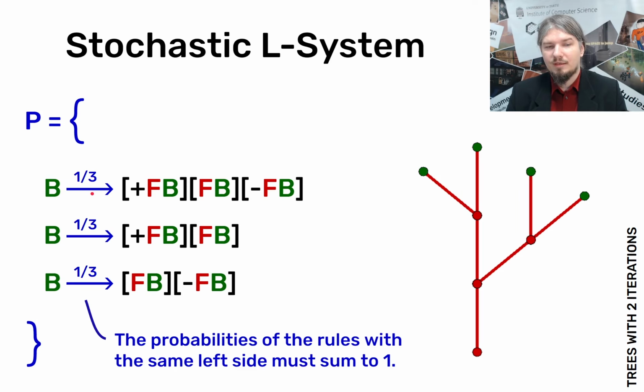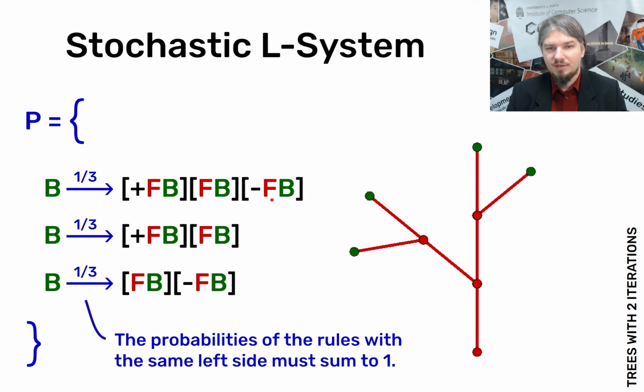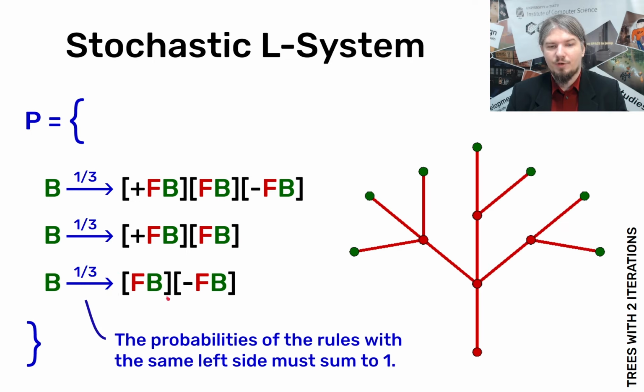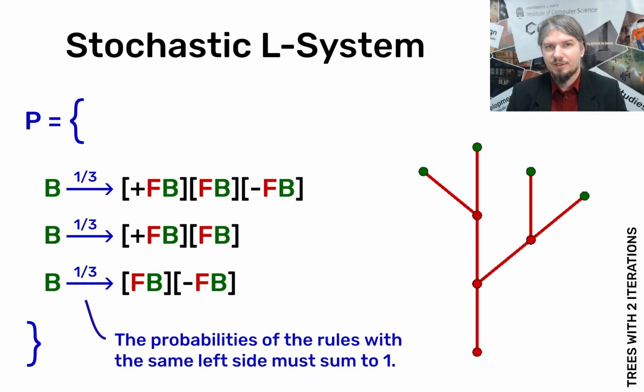So there's a 1 in 3 chance we pick the first one, the one that creates three branches. There's a 1 in 3 chance that we pick the second one, that creates a branch rotated to one side and the branch forward. And there's a 1 in 3 chance that we pick the last rule, that creates the branch forward and the branch rotated to the other side. And now you can see that depending on which specific rules we have picked in these 2 iterations, we can get all sorts of different structures here.